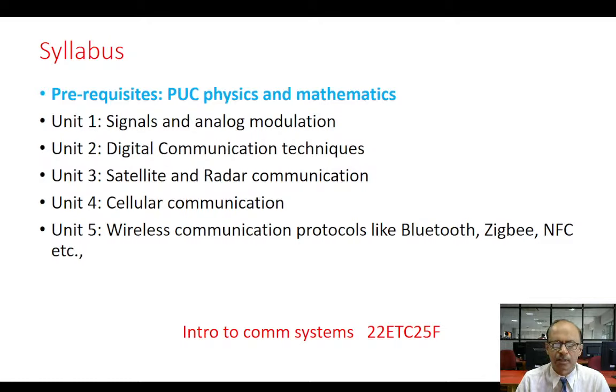So there are 5 units in this subject. Unit 1 deals with various types of signals and analog modulation techniques. Unit 2 deals with digital communication techniques, which are somewhat more advanced than analog modulation techniques. Unit 3 deals with satellite and radar communication techniques. Unit 4 deals with cellular communication, and Unit 5 deals with wireless communication protocols like Bluetooth, Zigbee, NFC, and many other wireless communication techniques.